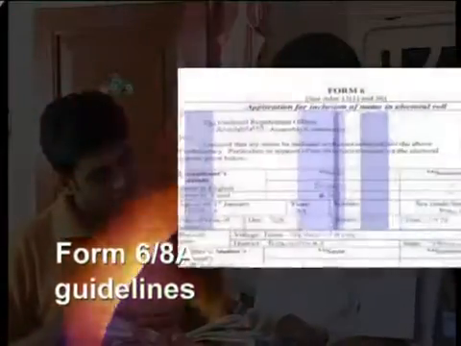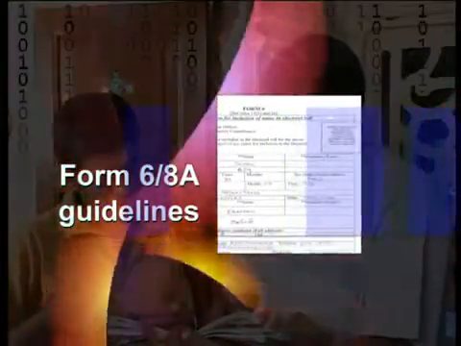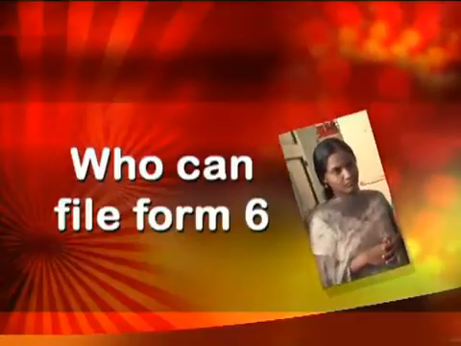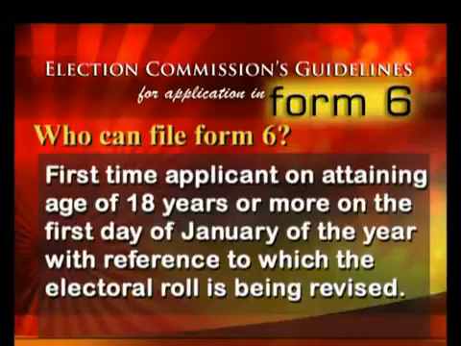Election Commission's guidelines for application in Form 6, 8A. Who can file Form 6? A first-time applicant on attaining age of 18 years or more on the first day of January of the year with reference to which the electoral roll is being revised.